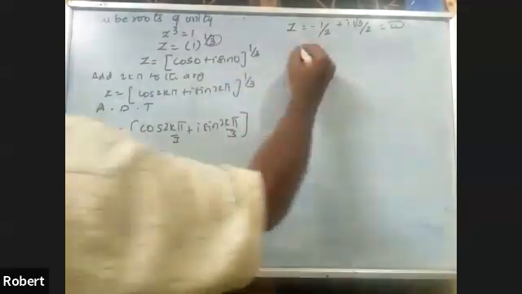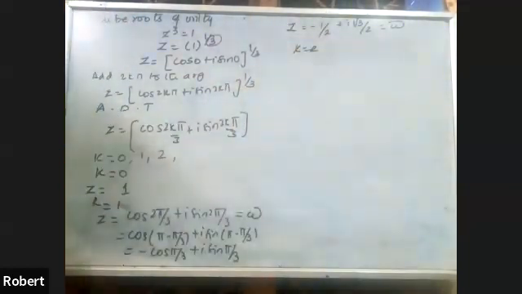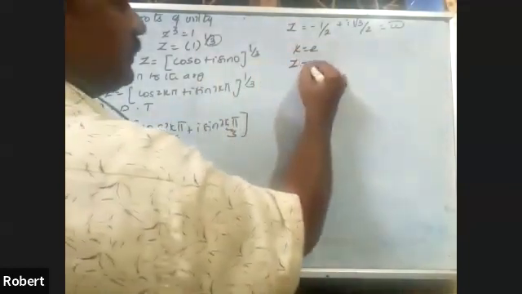Next case, k is equal to 2. When k is equal to 2, what happens then? Will you put 2?